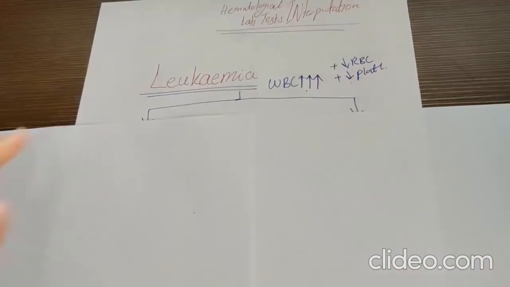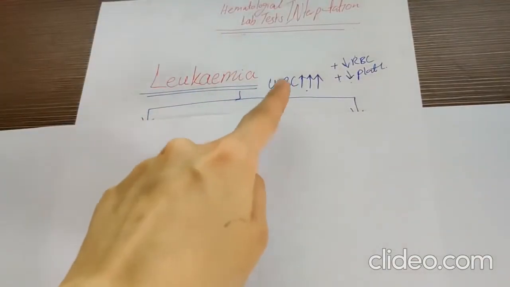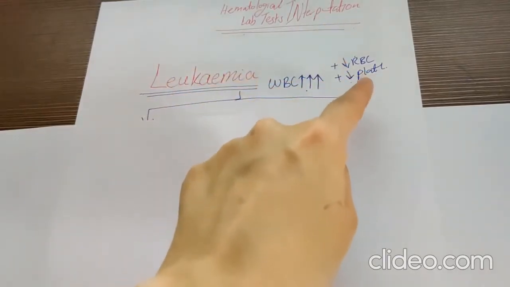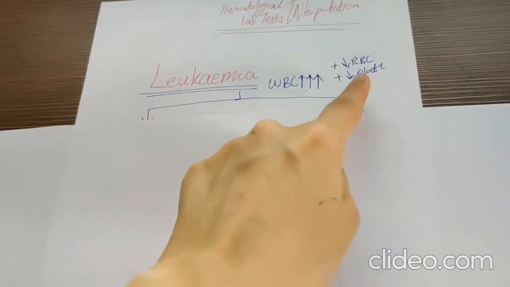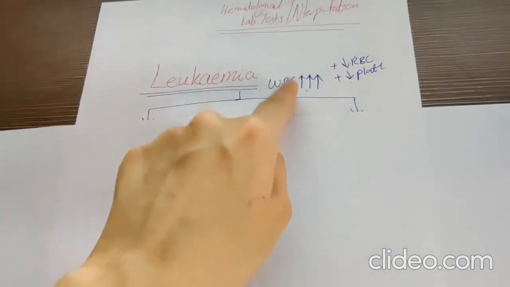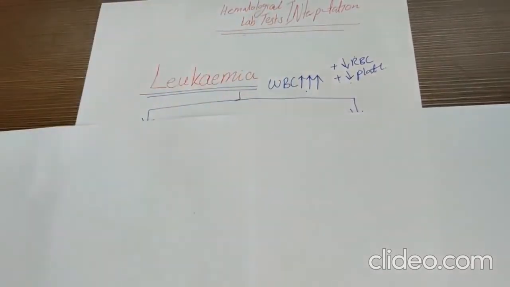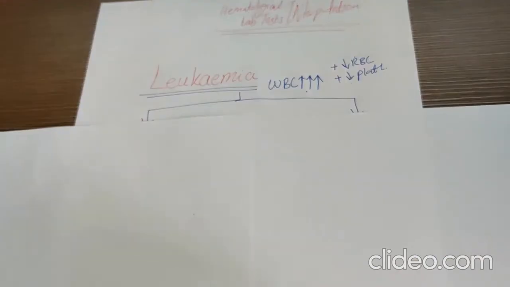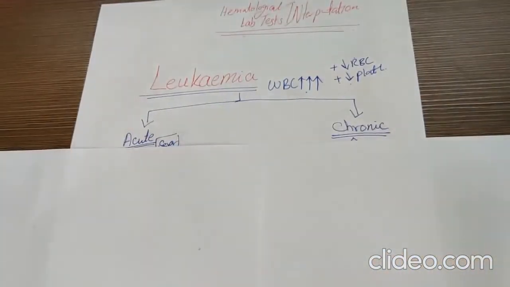Okay, for leukemia, it means we have high WBC but low RBCs and low platelets. The patient complains of anemia and thrombocytopenia. But you must know that the high WBCs are immature cells, so they are not functioning well. Okay, we have 2 types of leukemia: acute and chronic.